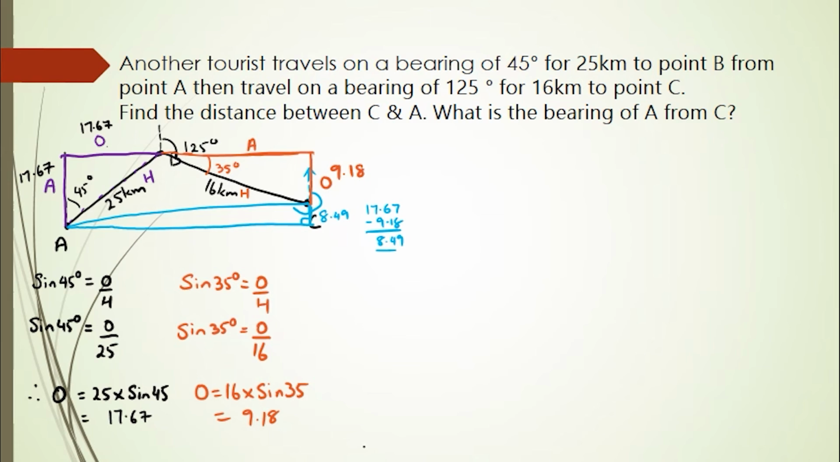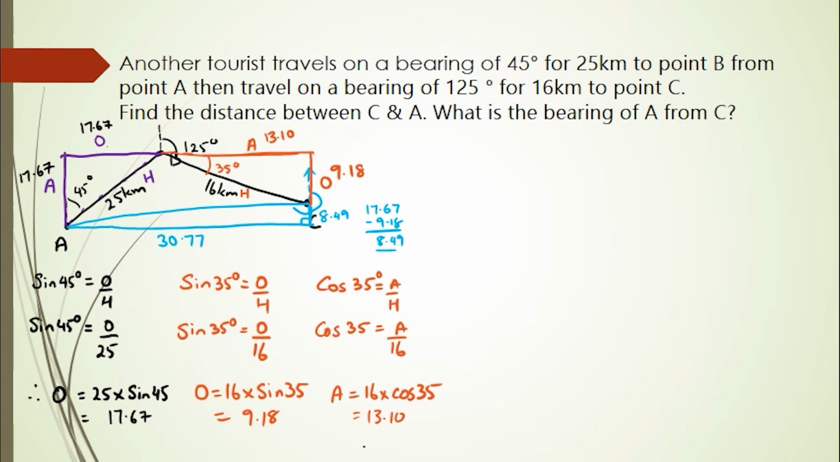Okay, now I need to work out what the adjacent side is for the orange triangle. So I'm going to be using cos. So I've got cos 35 equals adjacent over hypotenuse. Cos 35 equals adjacent over 16. So adjacent is 16 times cos 35, which equals 13.1. Okay, so this one here happens to be 13.10, which means the bottom light blue line is going to be the 17.67 plus 13.10, which happens to be 30.77. So the distance AC is going to be 30.77.